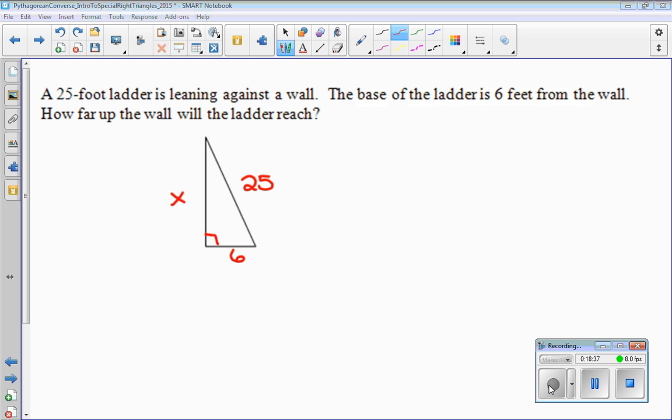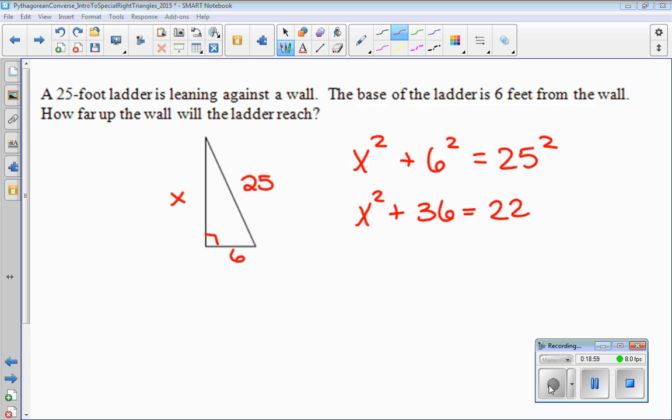It's the Pythagorean theorem. So tell me what I would write. Good. X squared plus 6 squared is equal to 25 squared. I agree. And at this point, we probably should go ahead and plug the 6 squared and the 25 squared in and get an answer. So what is 6 squared? Okay, and then 25 squared? Double check. It's not 225, but it's 625. Just off by 2/3.